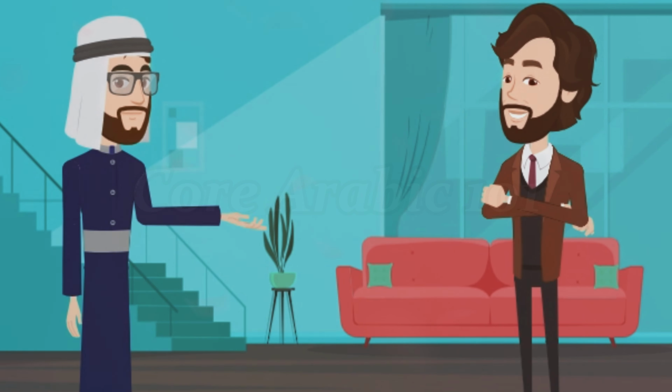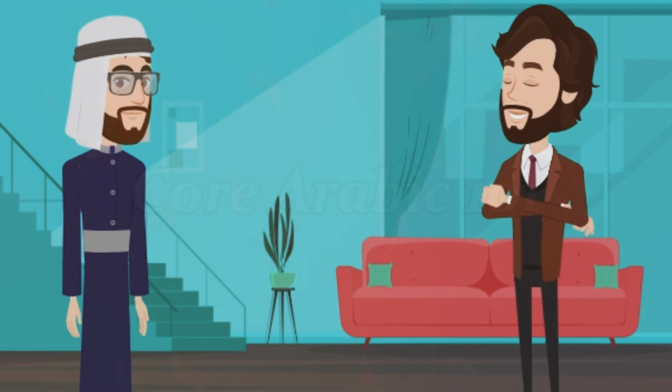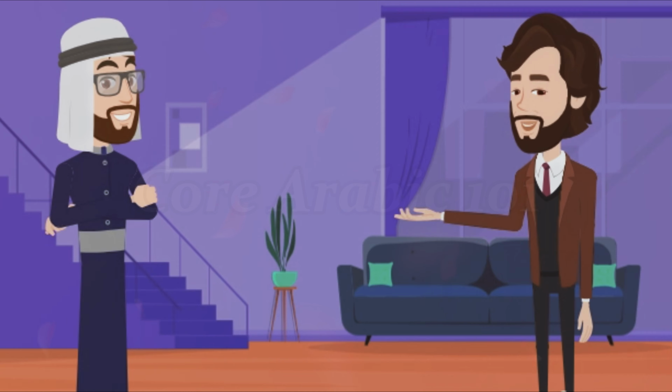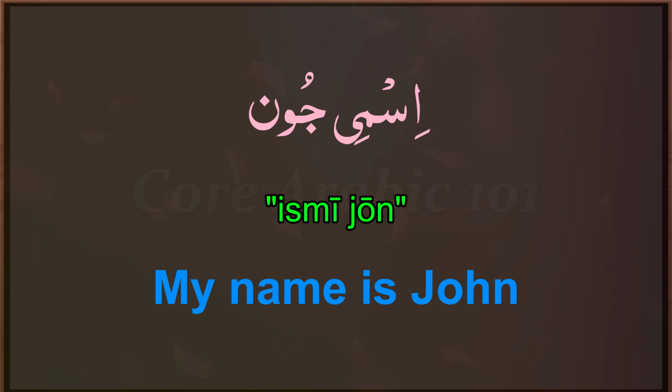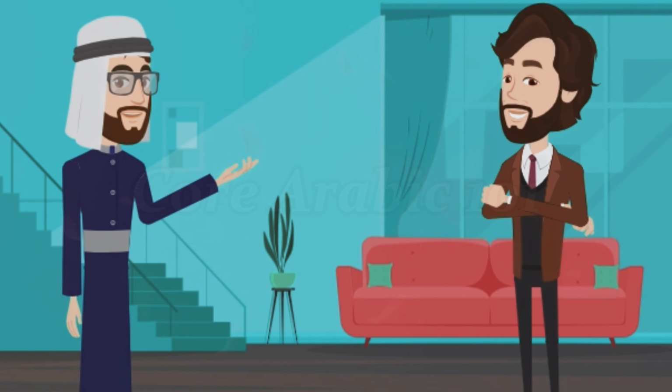Now that we've greeted them, let's tell them who you are. To say, my name is, we use one simple word. Listen and repeat twice. Ismi. So if I want to say my name is John, I just say Ismi Joan. Perfect. Let's explain why this is so easy for our viewers.